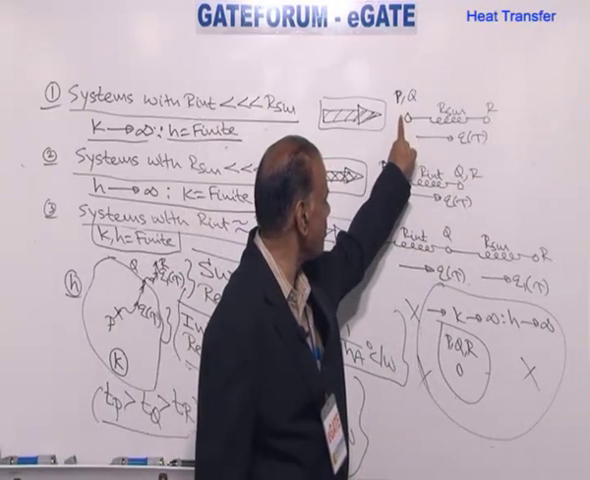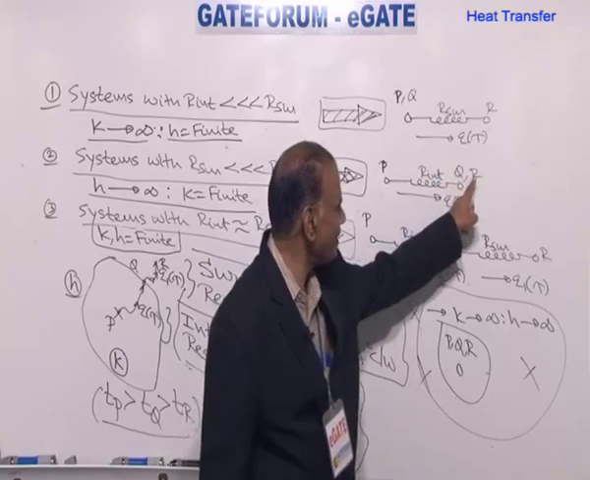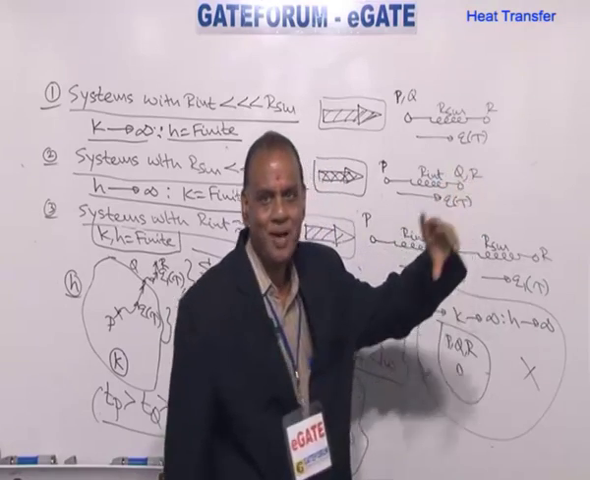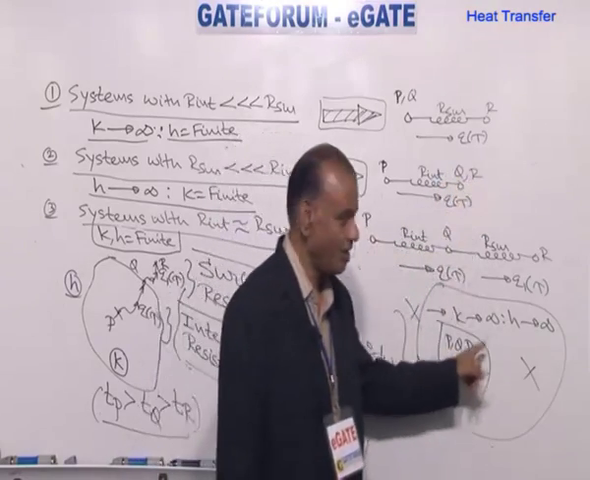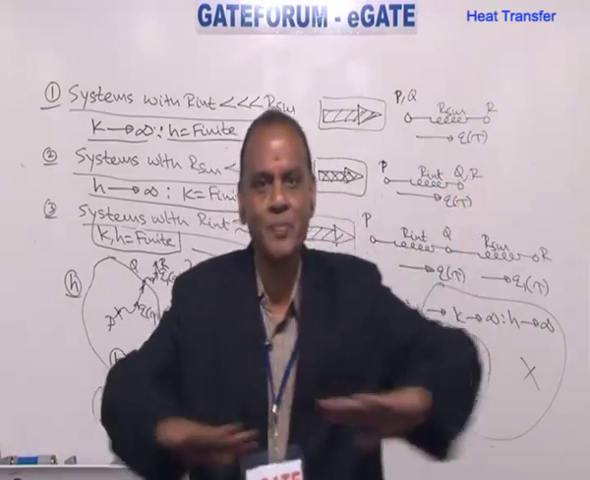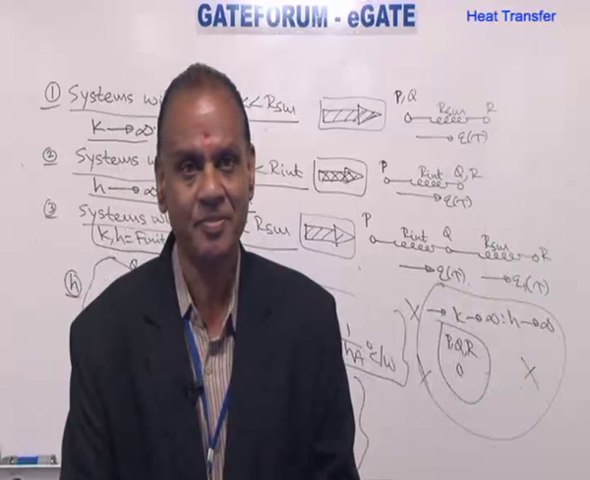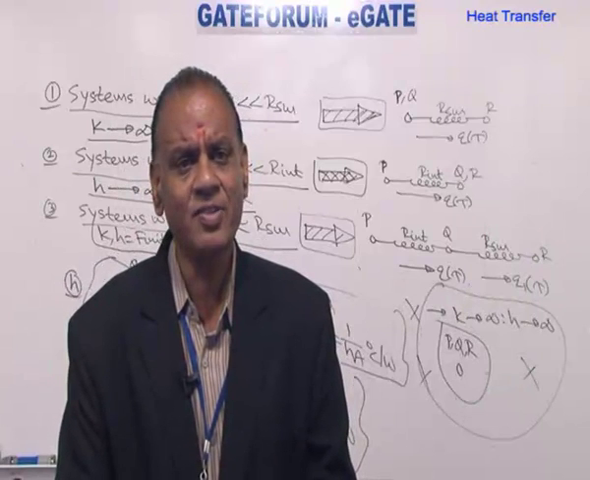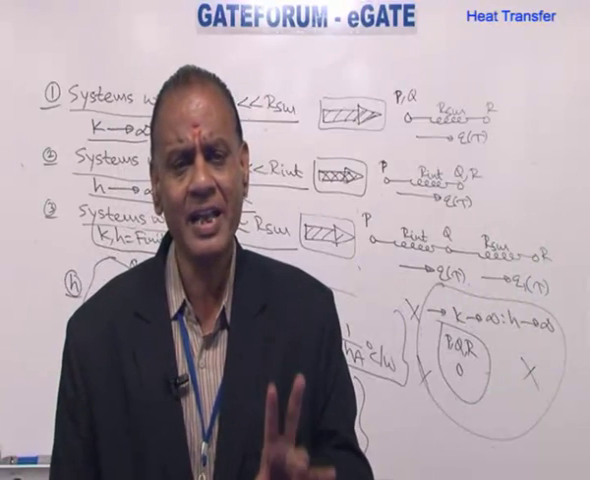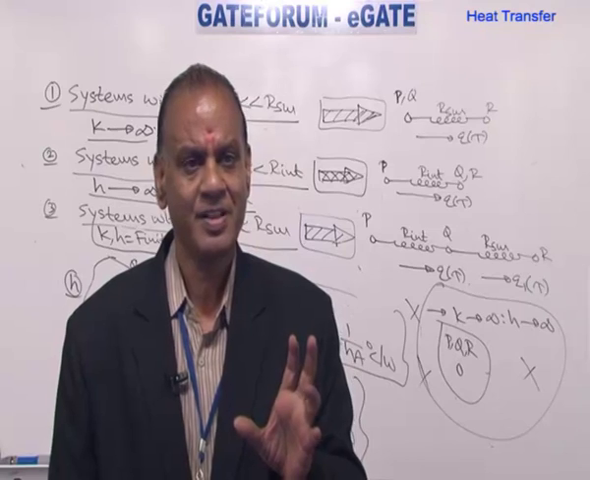Here, infinite value of K, P and Q are coinciding; infinite value of H, Q and R are coinciding. But when you put them together, all 3 points will coincide, no temperature variation anywhere, no heat transfer. That situation does not arise. In order to have heat transfer, one of the K and H must be finite.